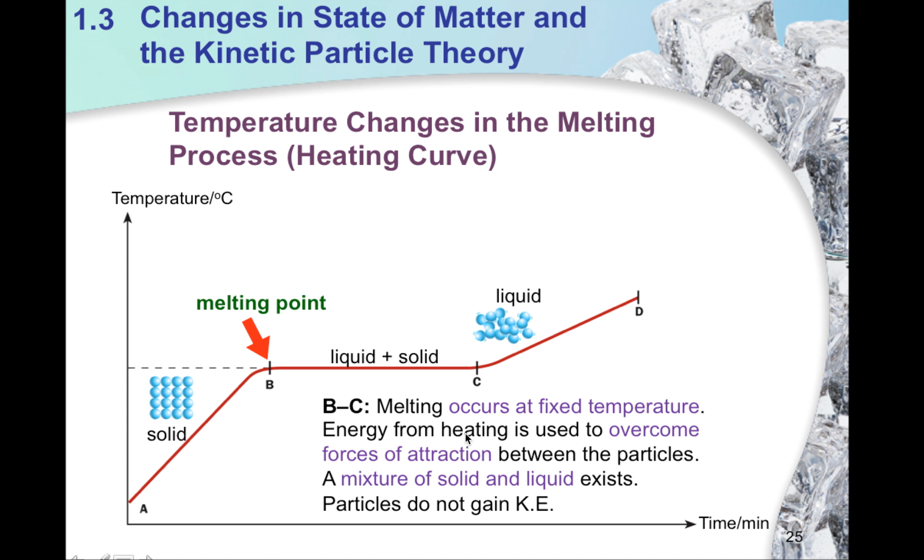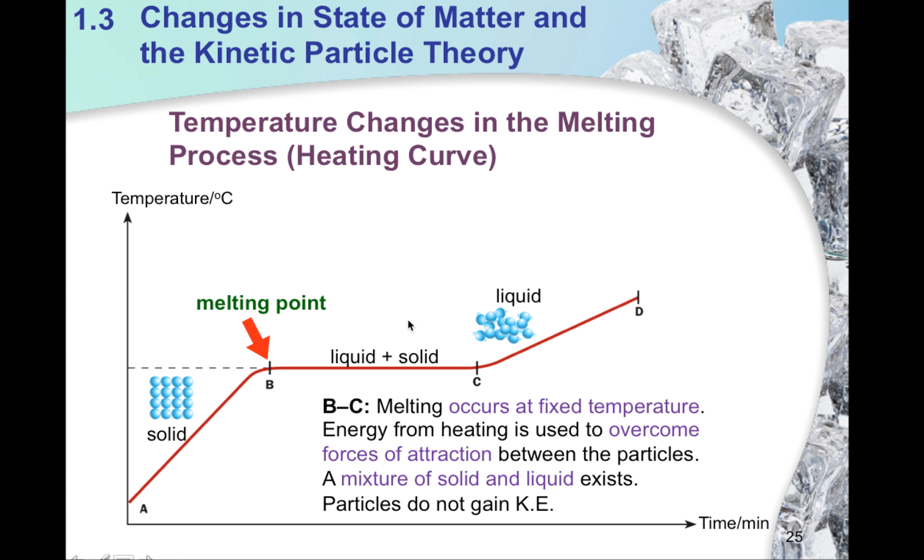And energy from this heating is used to overcome the forces of attraction. That is why you don't actually see any changes in the temperature at the melting point. Reason being, the heat energy used is actually used to overcome the forces of attraction as compared to here. Okay, and this results in a steady horizontal straight line, or fixed melting point.